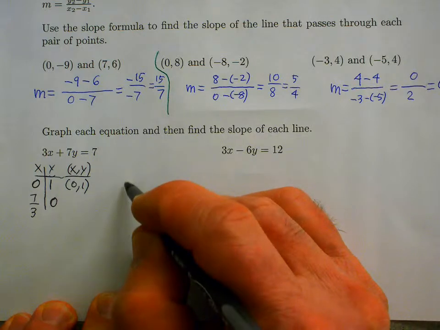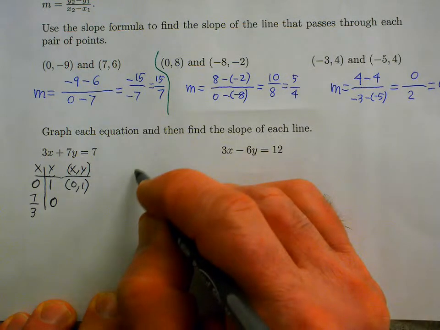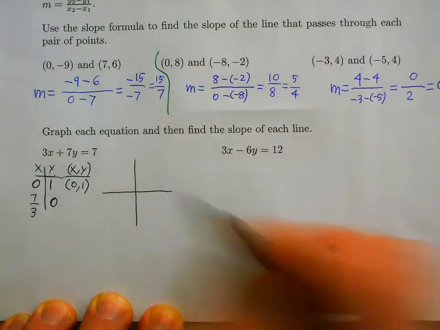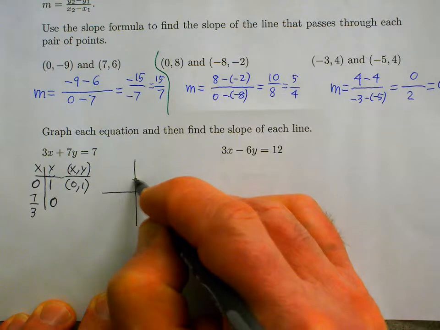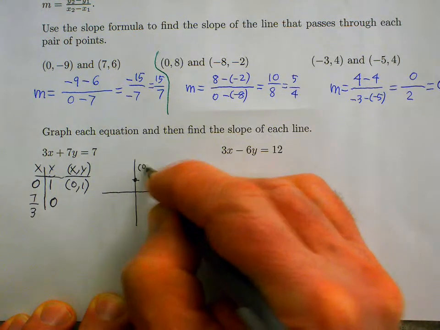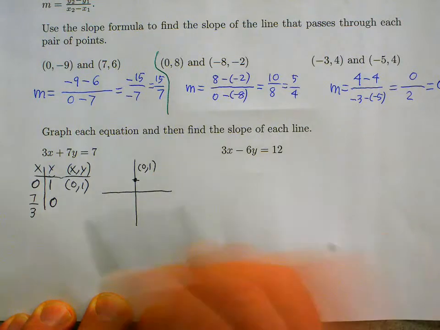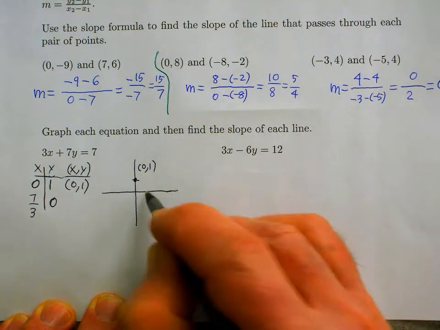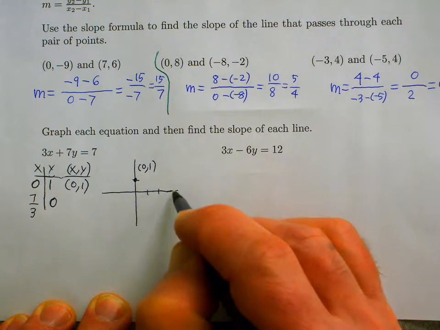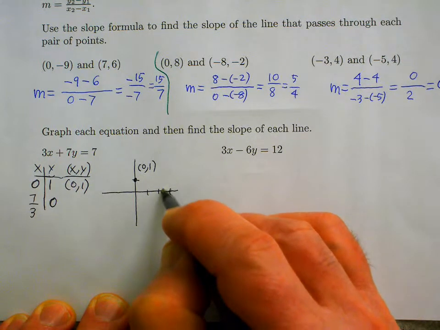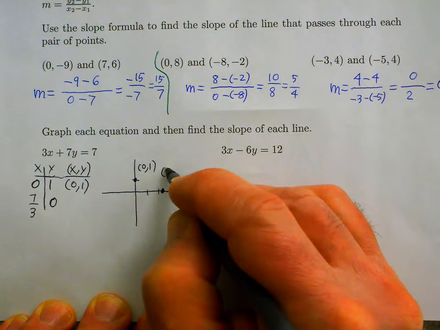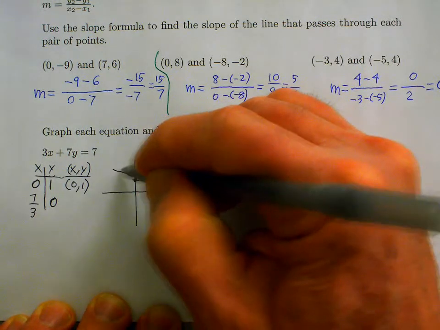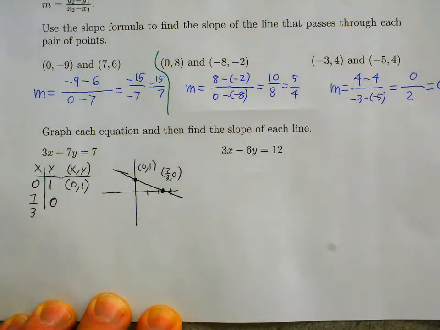Well, fractions might not be the most desirable thing, but 0, 1 is about right here. Well, 0, 1. And 7/3 is 2 1/3. So about right here, 7/3, 0, and then draw a straight line through those.